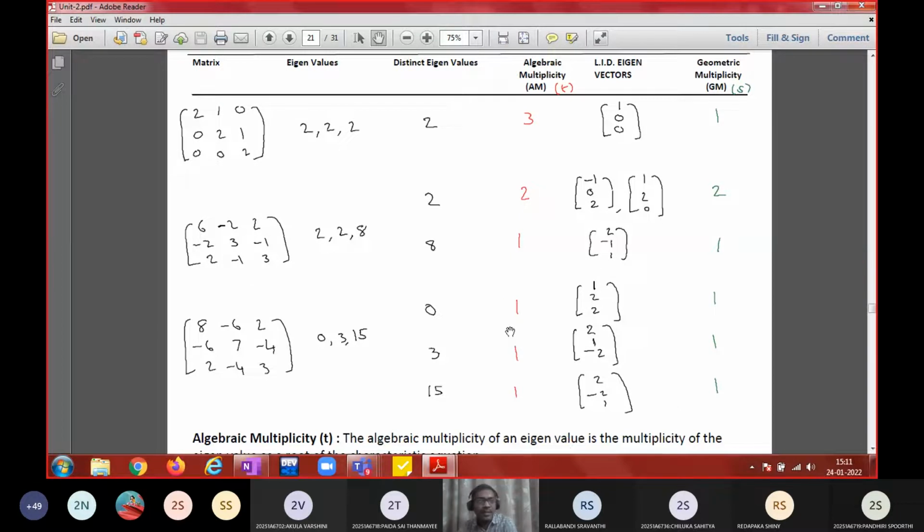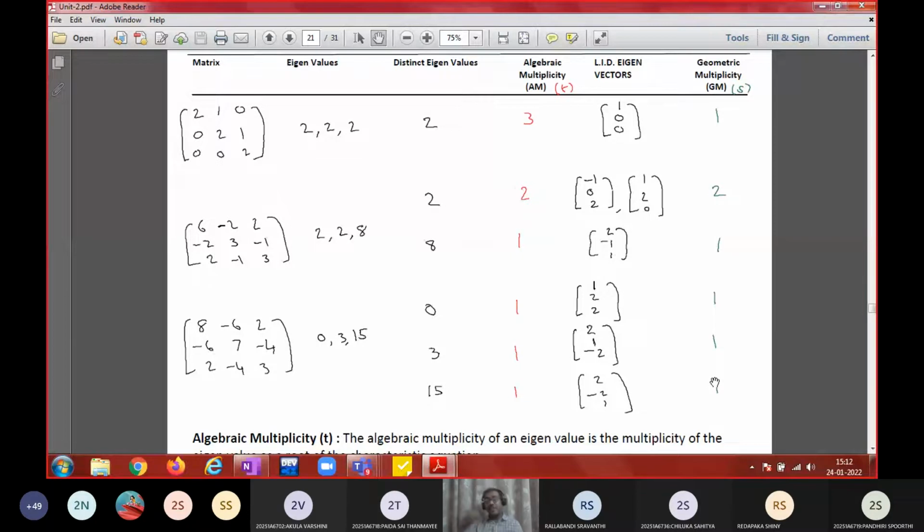So for the AM equal to GM case, you count the total number of independent eigenvectors. 2 plus 1 is 3. Because eigenvectors corresponding to distinct eigenvalues are linearly independent, there is a result. These two belong to distinct eigenvalues, therefore they are linearly independent. These two are also corresponding to distinct eigenvalues, therefore they are linearly independent. If any two vectors are mutually independent, all three vectors are collectively independent. Therefore, you are having 3 independent vectors.